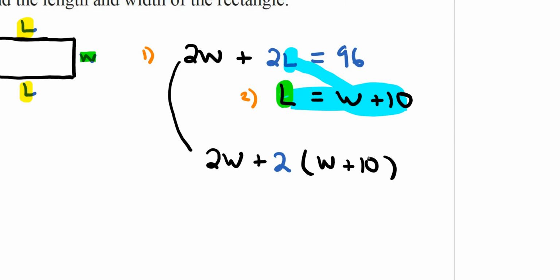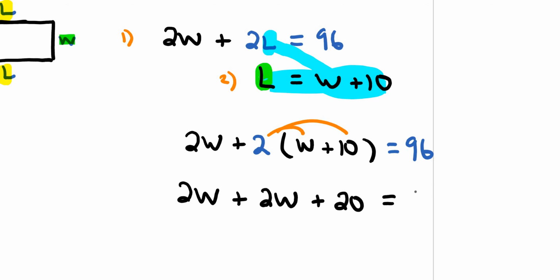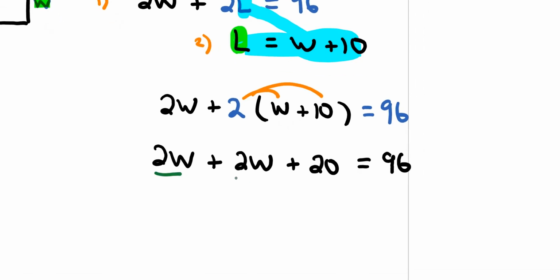Because L is equal to W plus 10. And then you have 96 on the right-hand side there. That's great. And then let's use distribution here. The 2W can copy down. So 2 times W is 2W. And then 2 times 10 is 20, and that equals 96 on the right-hand side. All right, now 2W plus 2W is 4W, and then plus 20 equals 96.